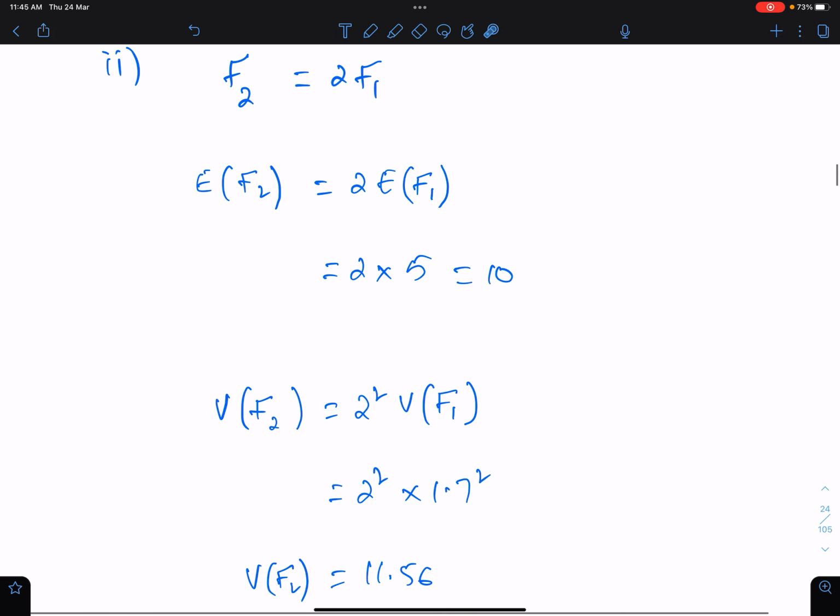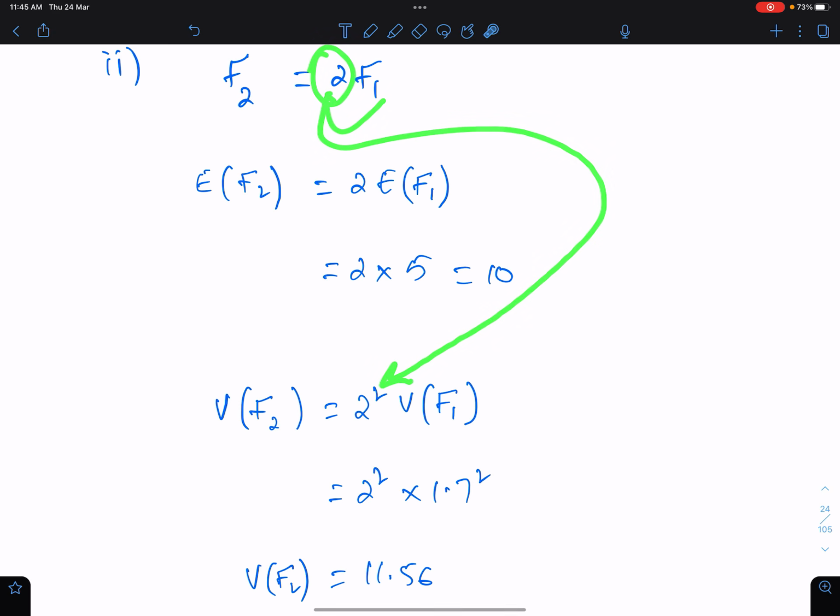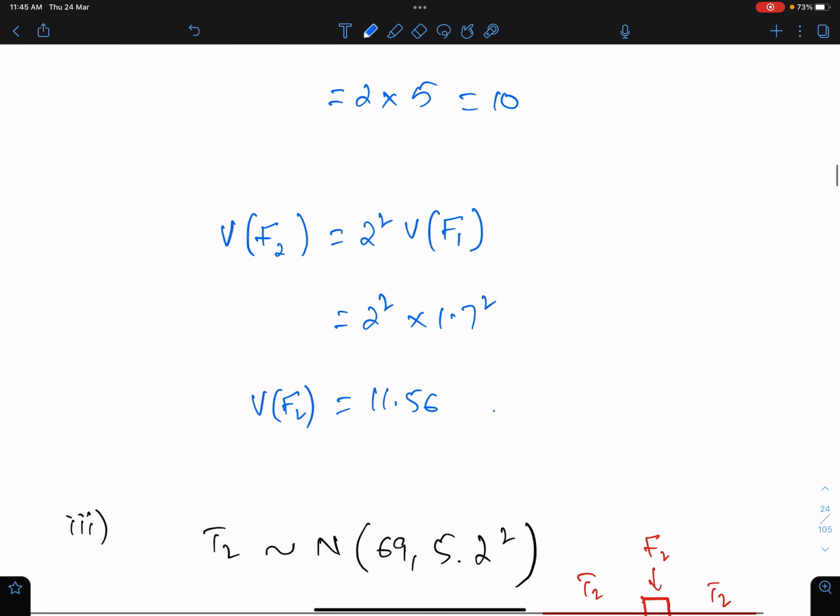And in variance must square this number, this coefficient, because this 2 is multiple of F1. So when number is multiple, then always square the number while working for variance. So here is the variance of F2. So this is the answer of Part 2. Part 3.